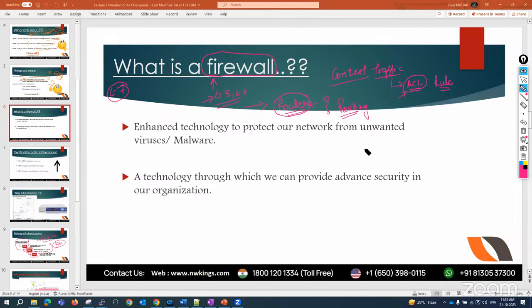So if you create a huge number of ACLs on the router, the main work of the router, which is routing, may deviate from its path. Let's suppose you have created approximately 300, 400, 500, 800 ACLs on the router, your routing gets delayed. You will feel slowness in that case.